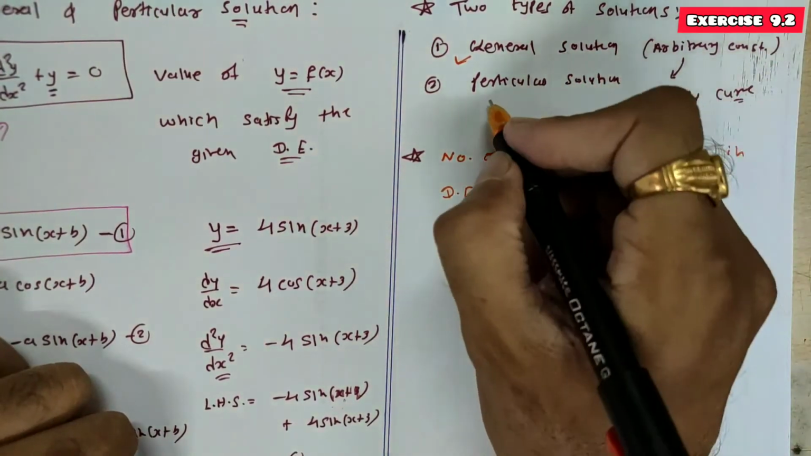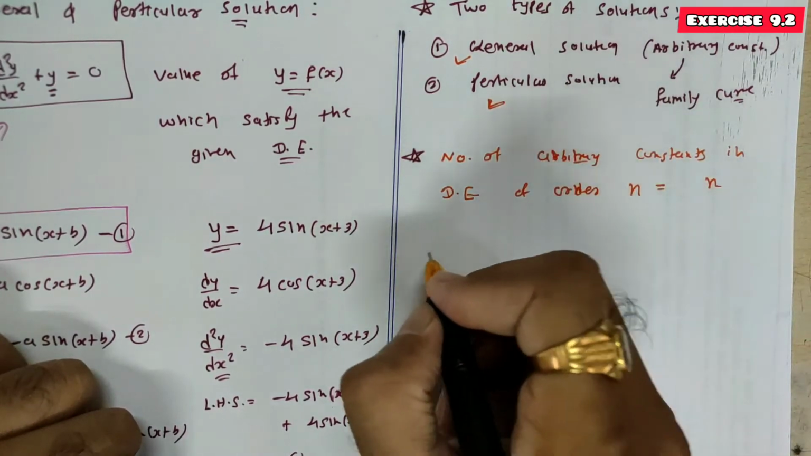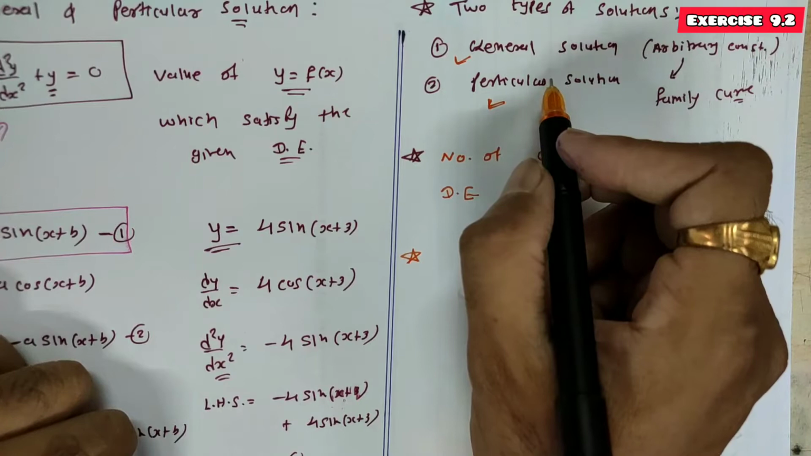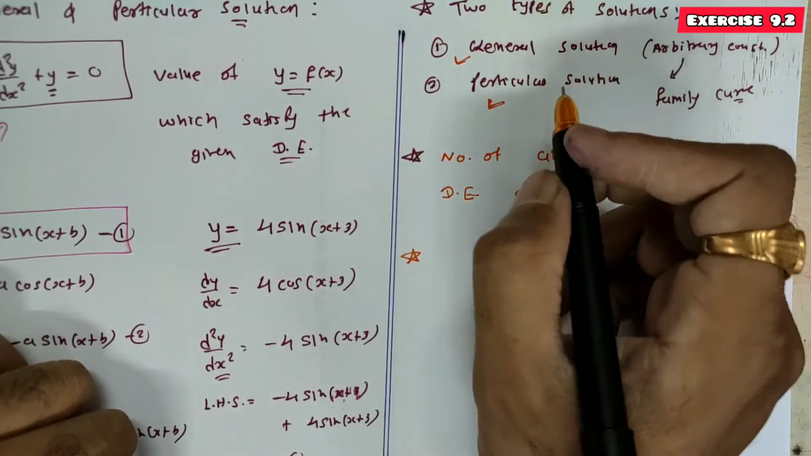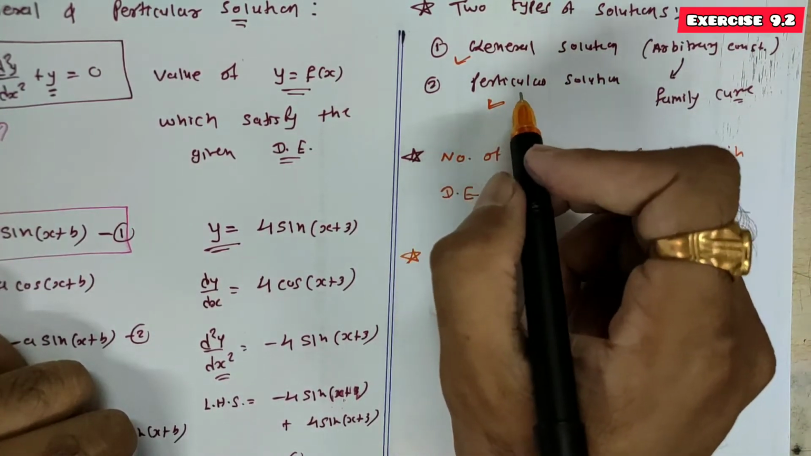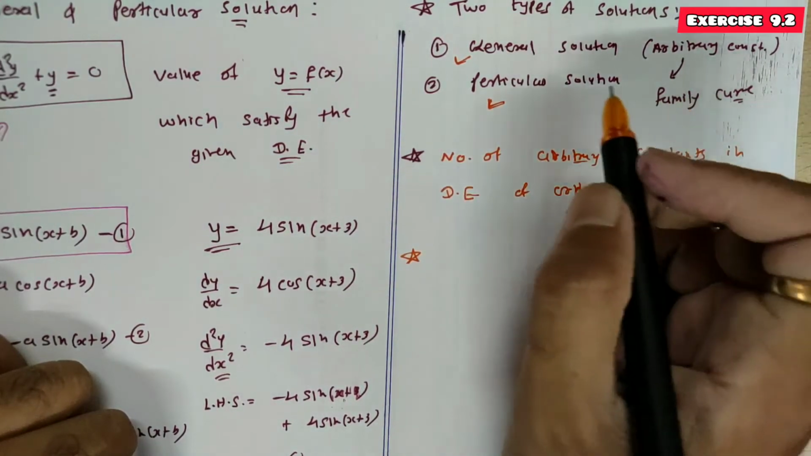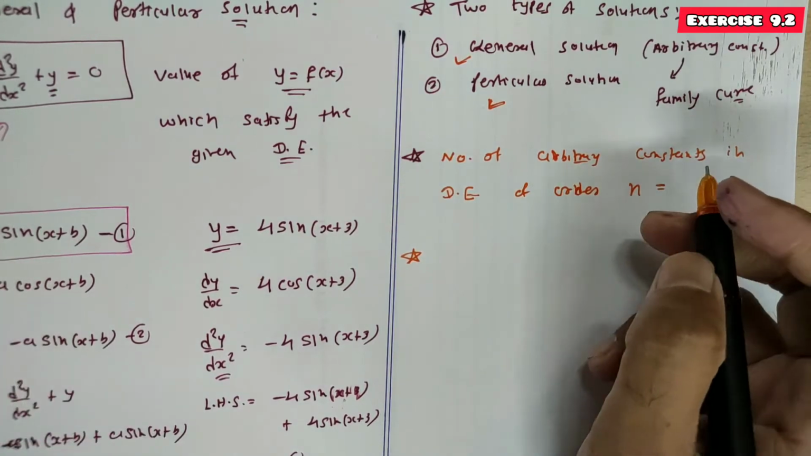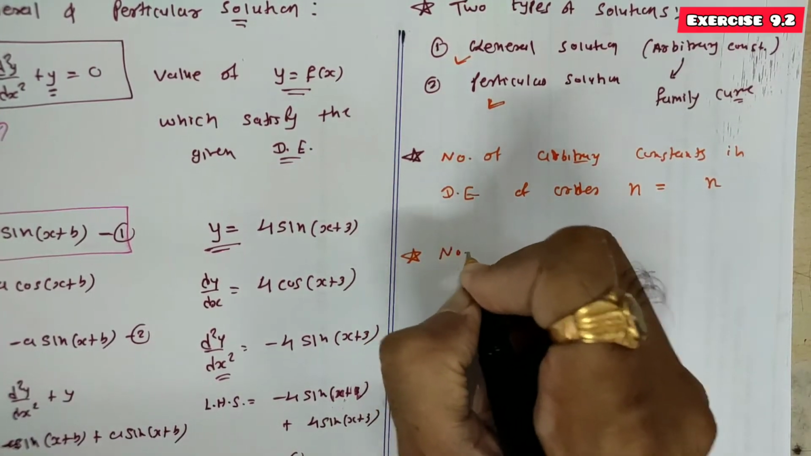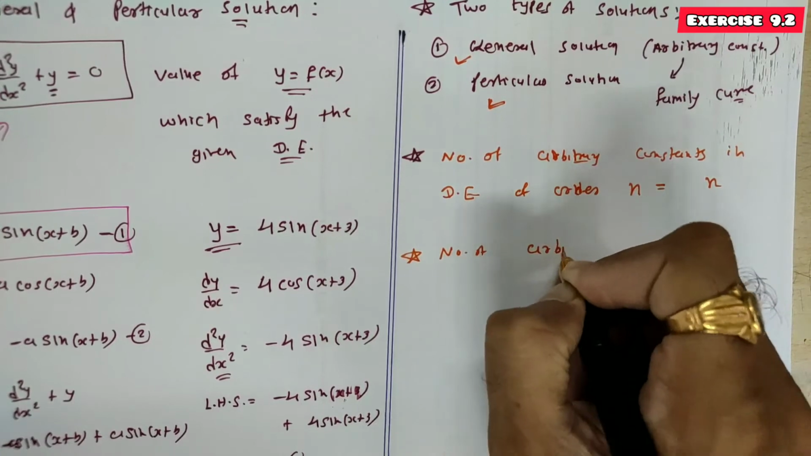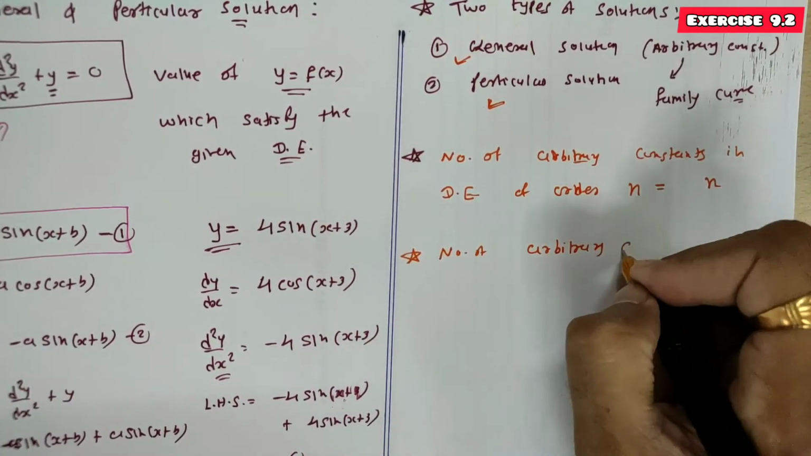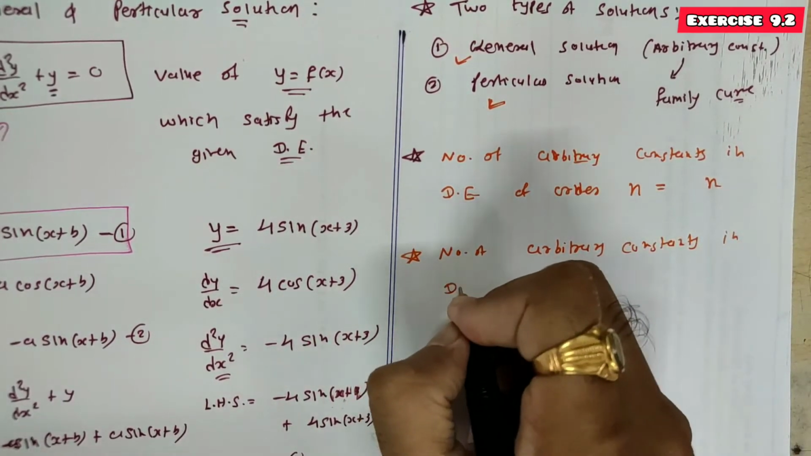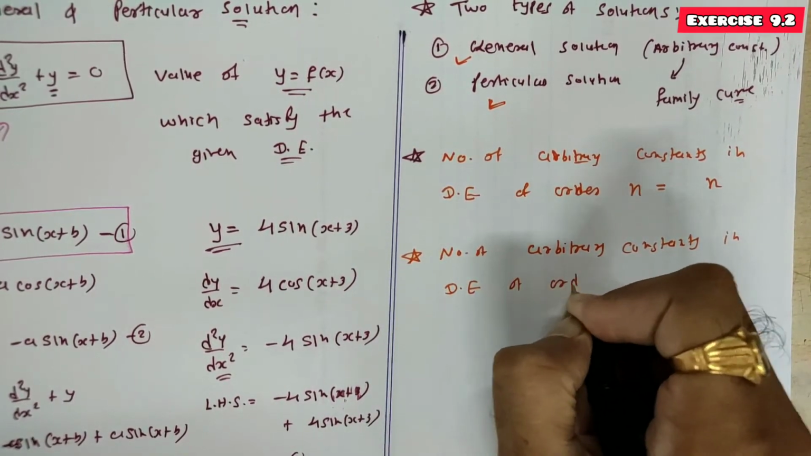Done. Now, how many arbitrary constants are there in a particular solution? So what is a particular solution? A particular solution is nothing but the solution obtained by putting different values of the arbitrary constants, which means in a particular solution no arbitrary constants are there. So the number of arbitrary constants in a particular solution will be 0. So this you also have to remember. Number of arbitrary constants in a differential equation of order n.